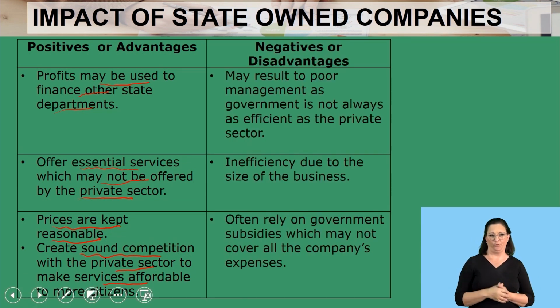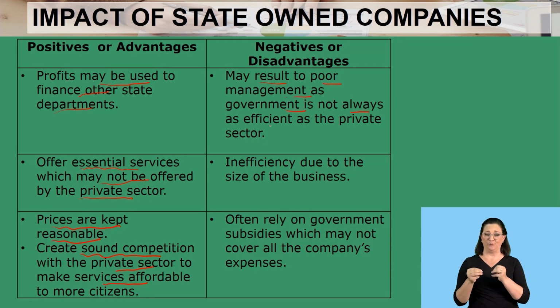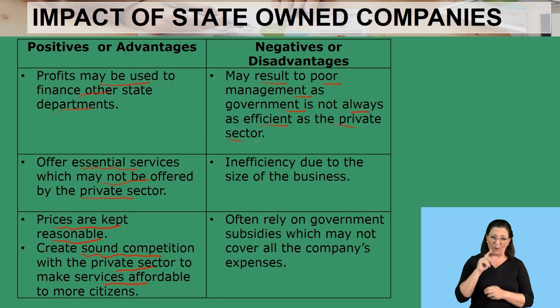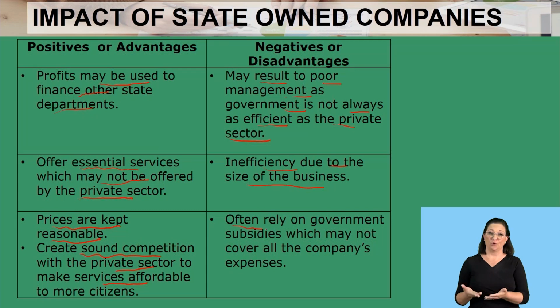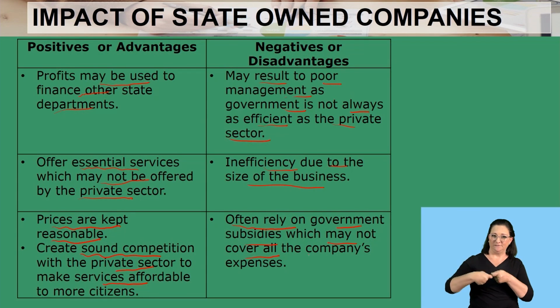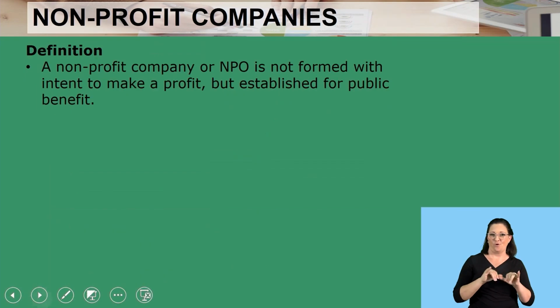And then what are the negatives? It may result in poor management, as government is not always as efficient as the private sector. That is the problem with your state-owned companies. Inefficiency due to the size of the business. Because it is now providing services to the whole country, it might be difficult to provide efficient services, and it often relies on government subsidies, which may not always cover all the company's expenses.